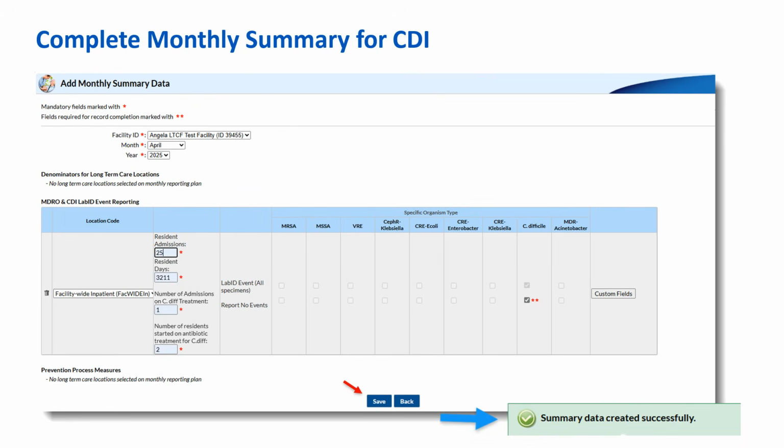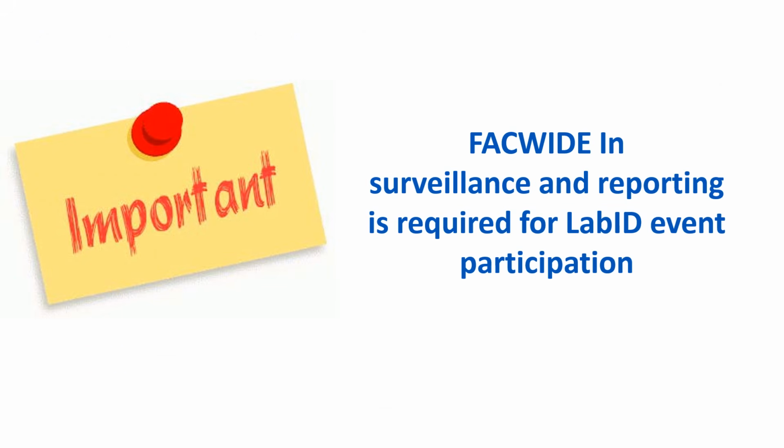Here is a screenshot of completed monthly summary data. Once saved, the user will receive a pop-up at the top of the screen indicating summary data created successfully. As previously mentioned, FACWIDE-in surveillance and reporting is required for LabID event participation.